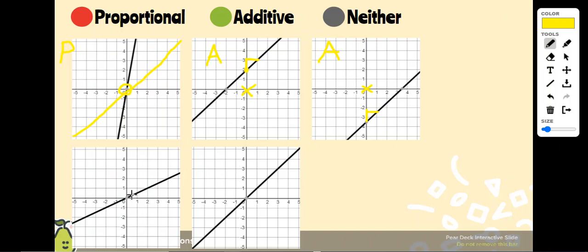Our graph on the bottom left goes through the origin and appears to have a slope of up 1 over 2. So slope of 1/2, and it goes through the origin, means it's proportional.